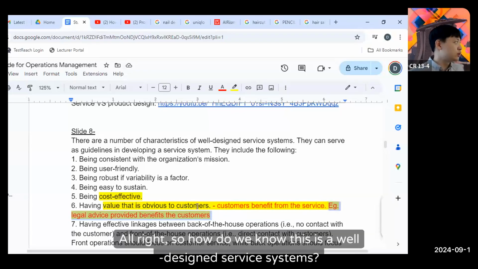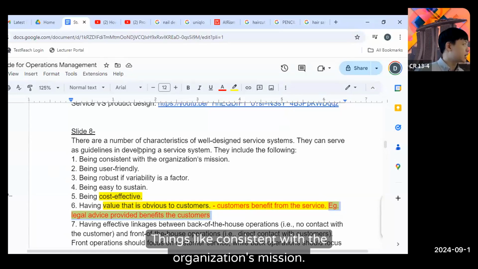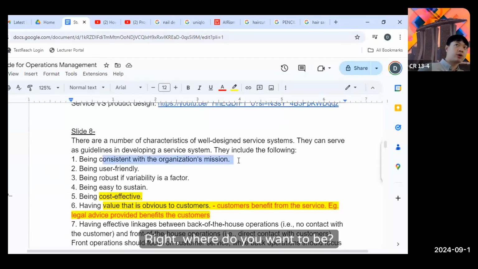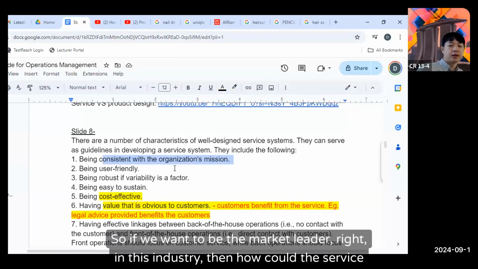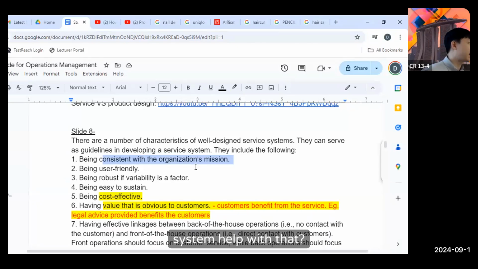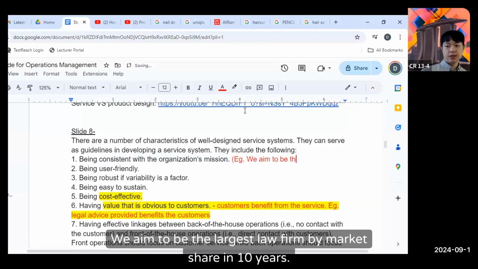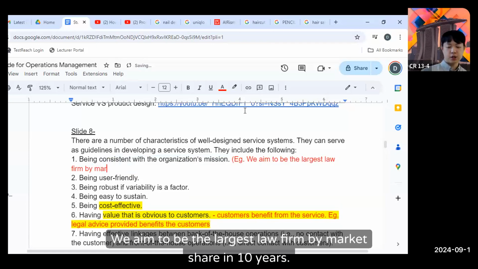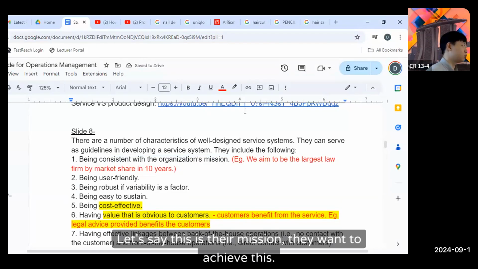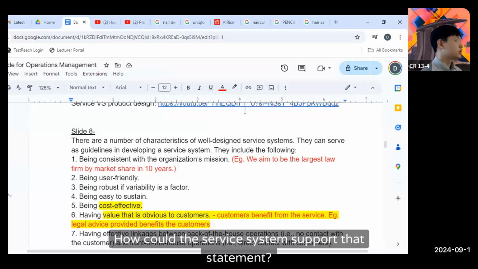All right, so how do we know this is a well-designed service system? Things like being consistent with the organization's mission. So what do you want to achieve, right? Where do you want to be? If we want to be the market leader in this industry, then how could the service system help with that? Let's say, for example, we aim to be the largest law firm by market share in 10 years. Let's say this is their mission, they want to achieve this. How could the service system support that statement?